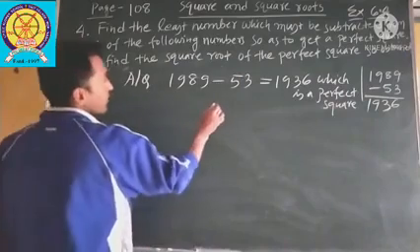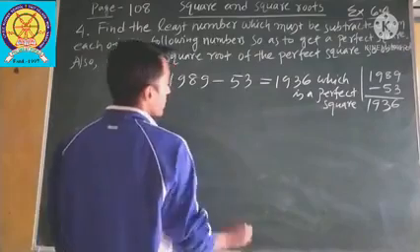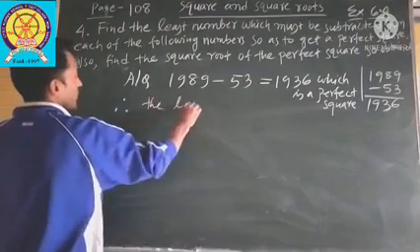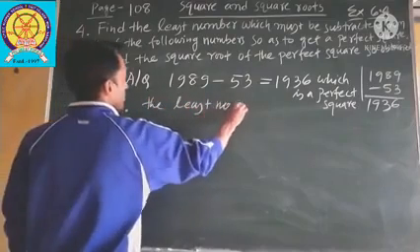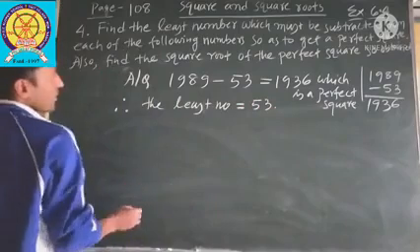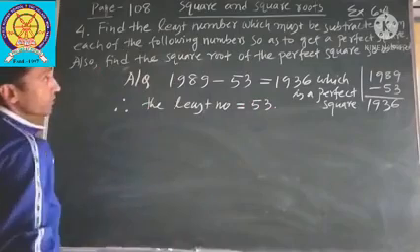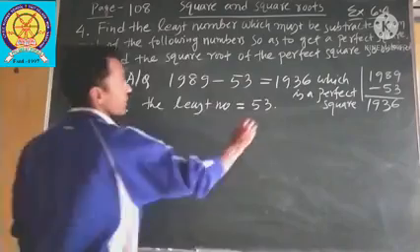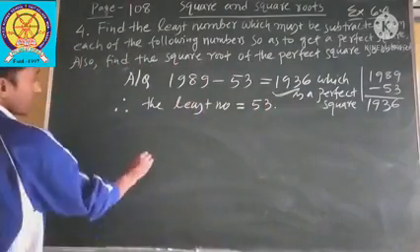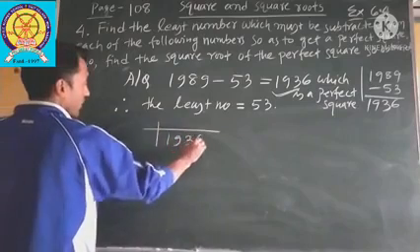So after subtracting 53, we get a perfect square number. Therefore, the least number is how much? 53. Now you see the second part of the question. Also find the square root of the perfect square so obtained. So the perfect square number we get is how much? 1936. So we have to now find the square root of 1936.